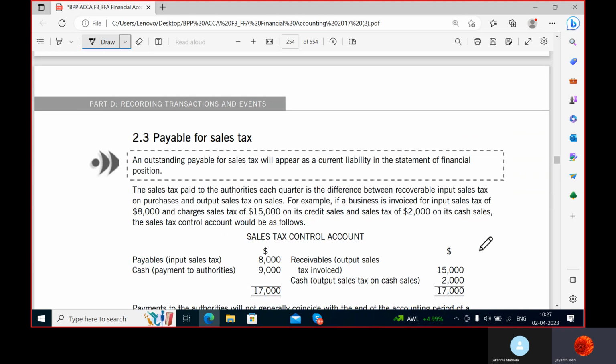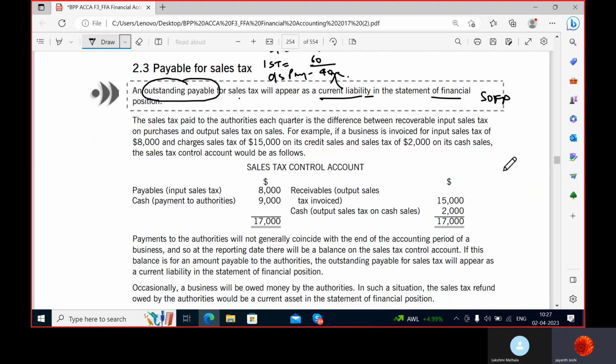Now next is payables for sales tax. An outstanding payable for sales tax will appear as a current liability. In our example also, whenever something is an outstanding payable for sales tax, that means what we have to pay. Again I'll repeat the example: output sales tax collected is $100, input sales tax paid is $60. So that means $40 is yet to be paid. That will be shown as a current liability. So this is an outstanding payable. An outstanding payable for sales tax will appear as a current liability, and current liabilities we show in the statement of financial position.